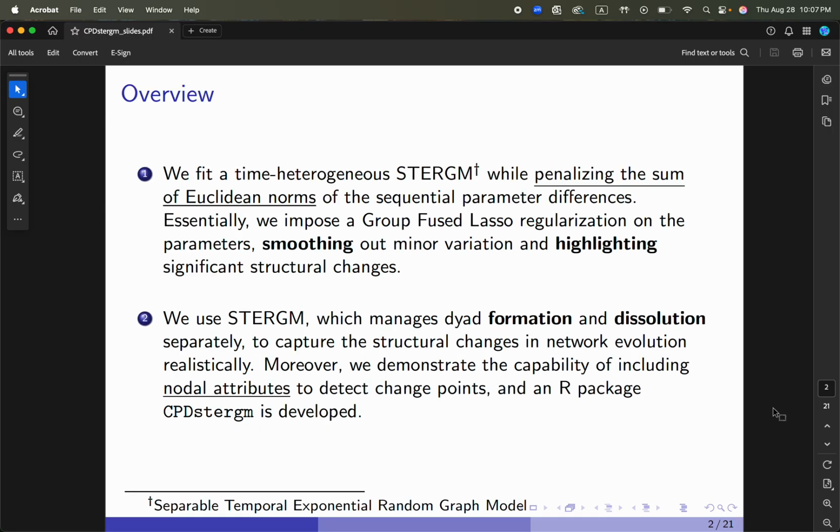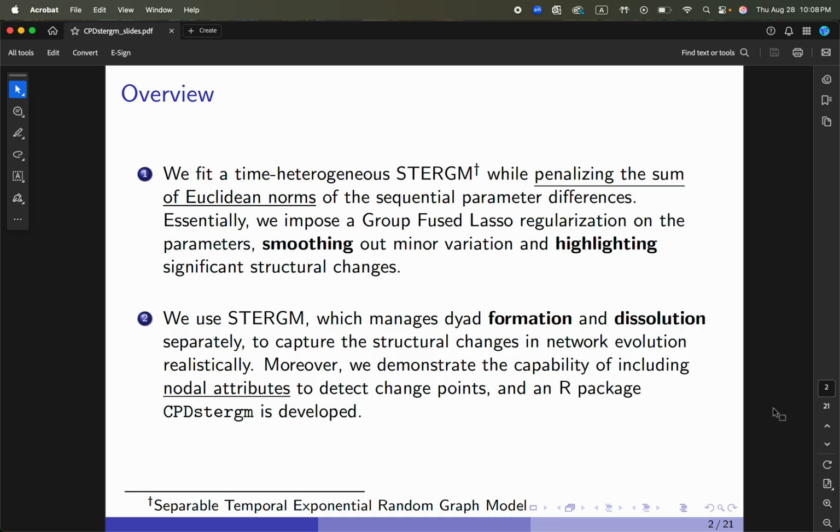To detect multiple change points in a time series of networks, we fit a time heterogeneous separable temporal exponential random graph model, while penalizing the sum of the Euclidean norm of the sequential parameter differences. Essentially, we impose a group fused lasso regularization on the parameter, smoothing out minor variation and highlighting significant structural changes.